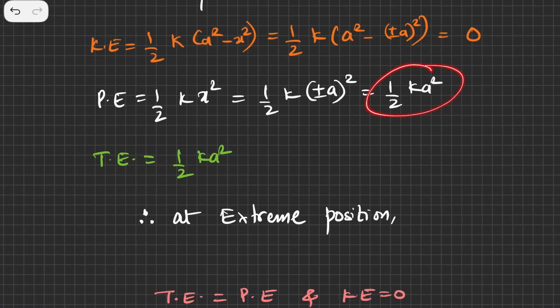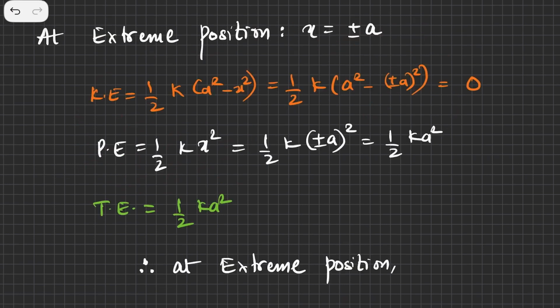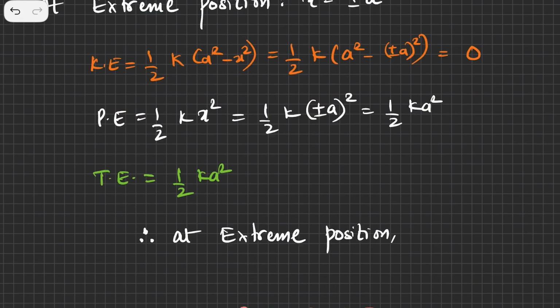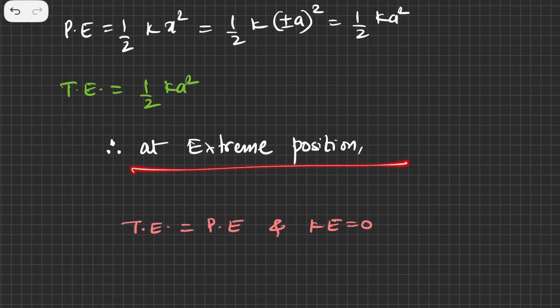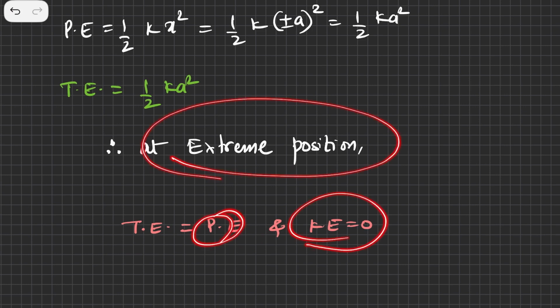So if you see, half k a square, right hand side is equal, so left hand side will also be equal. So potential energy is equal to total energy, but at extreme position. So what is the conclusion? At extreme position we can say the total energy is potential. So all the energy at the extreme position is potential, and the kinetic energy goes to 0.